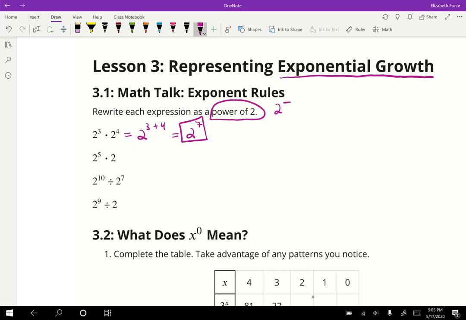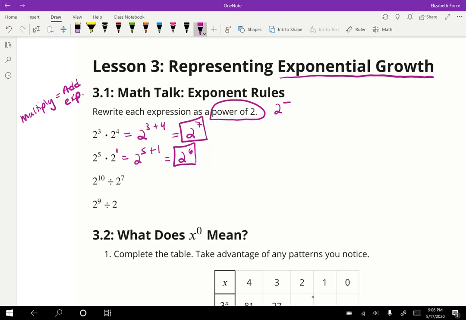So if I use that trick, when you multiply, it's really adding your exponents. When I move on to the second one, it's going to be 2 to the 5 plus, don't forget there is a 1 there. So that's going to give me 2 to the 6th power.